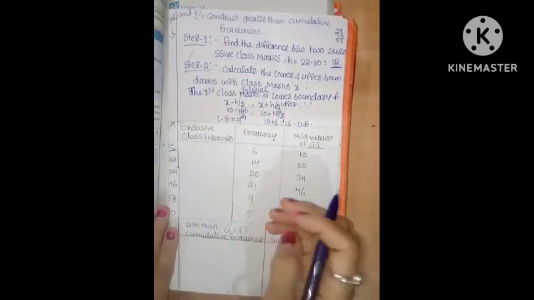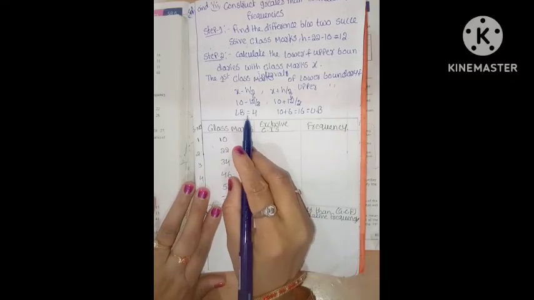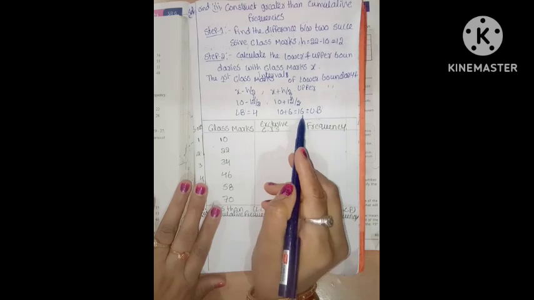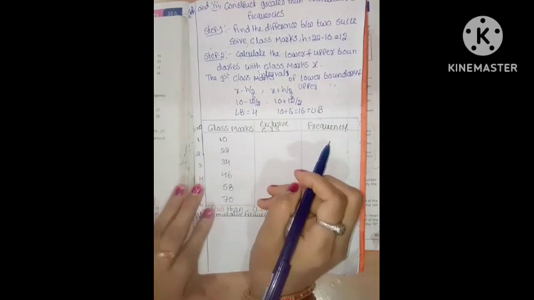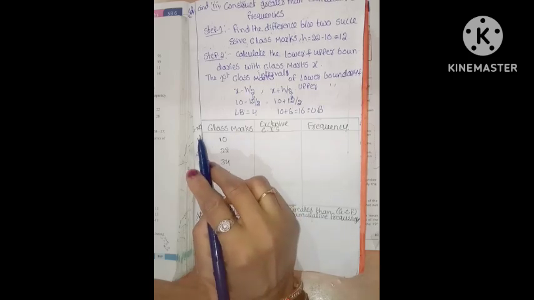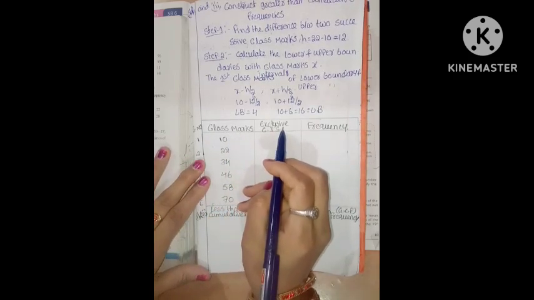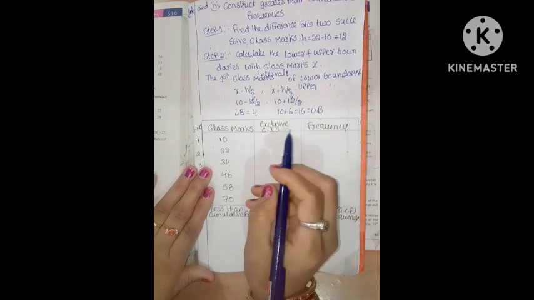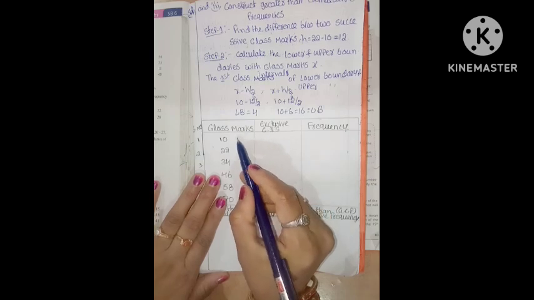The remaining class intervals you have to write. Lower boundary is 4 only, upper boundary is 16. This is the frequency distribution table. First serial number, class marks, exclusive class intervals, frequency. Exclusive class intervals are already mentioned in the given problem.